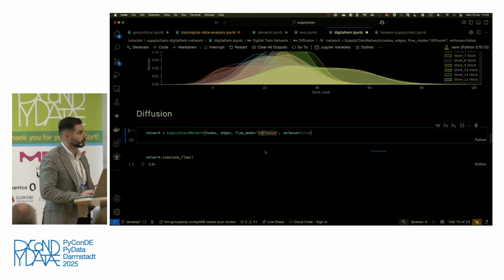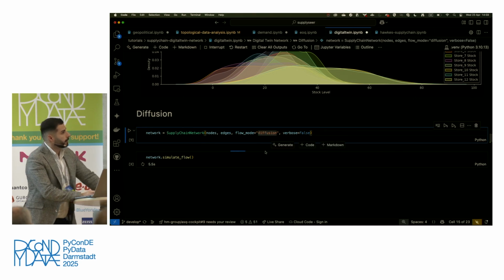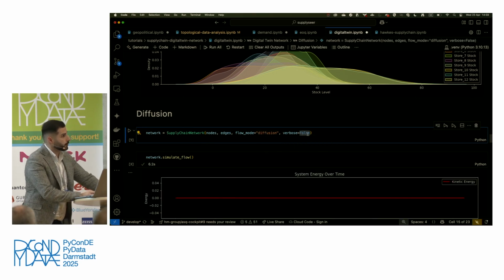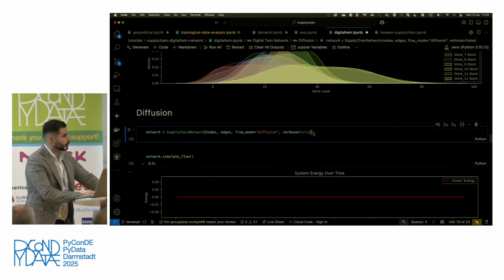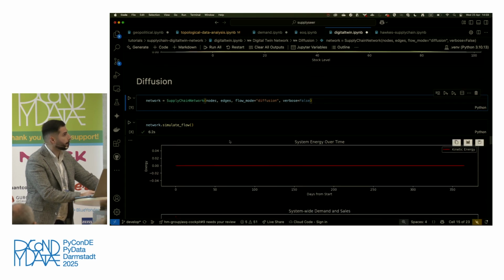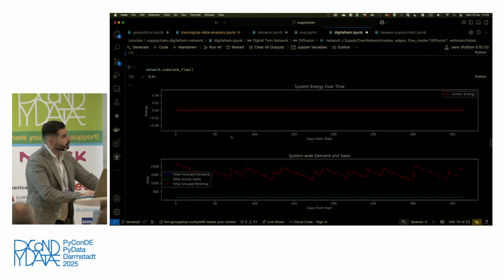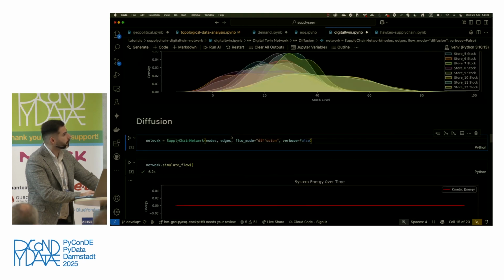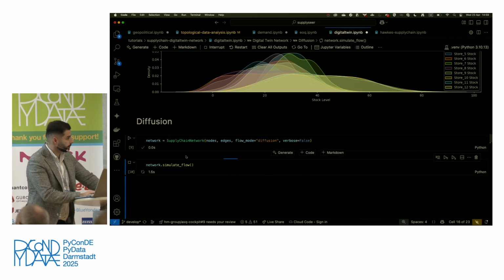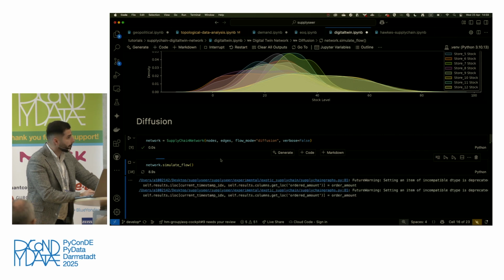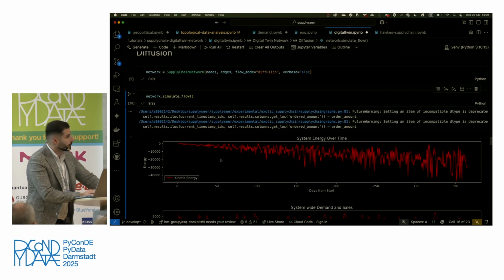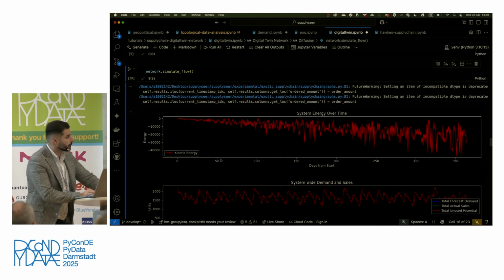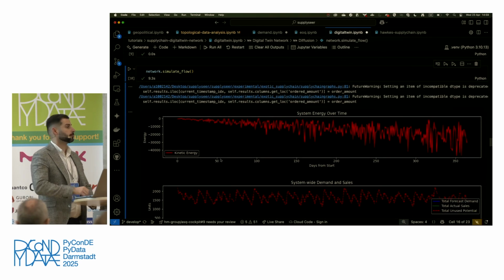Now we're doing diffusion mode. If you want to see performance metrics, set this to true, but it will print a lot of things. So this is for the physics-inspired approach.